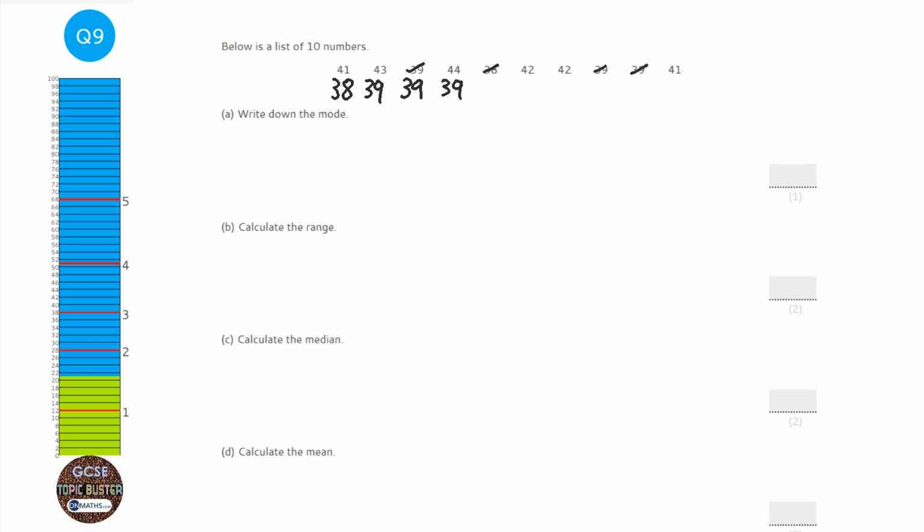Okay, the next number's 41. I'm crossing them out as I go so I don't count them twice accidentally. So 42, 43, 44. Now the mode means most. Okay, if you just remember that, mode, most, is pretty much the same word. So what came up the most?